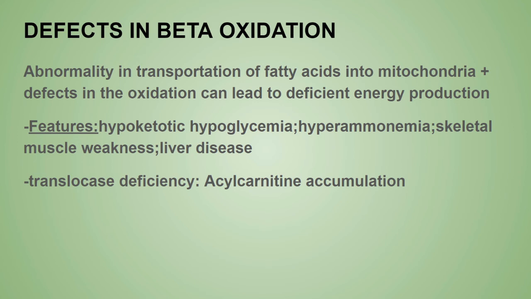Now the translocase deficiency. Over here translocase, I told you before in my previous video about preparatory steps of beta oxidation, is the transporter of fatty acid from the cytoplasm into the mitochondrial matrix. But if this deficiency occurs, acylcarnitine accumulation occurs in the body, because this acylcarnitine won't be able to enter inside the matrix. To understand this well, just watch my previous video.